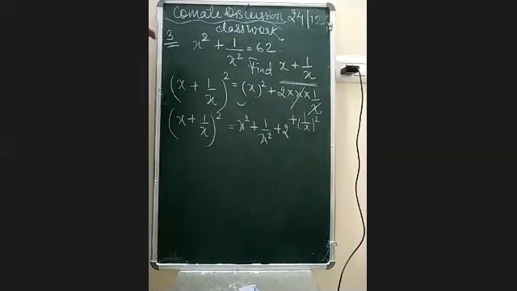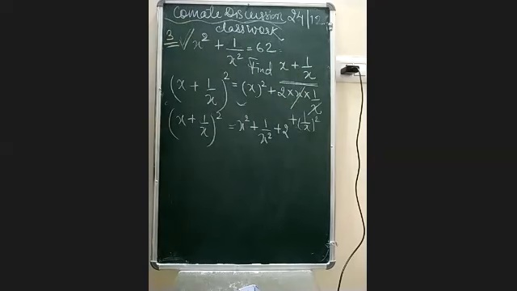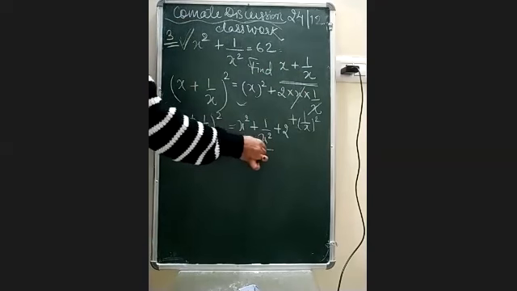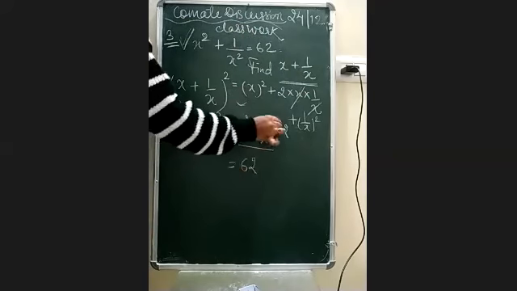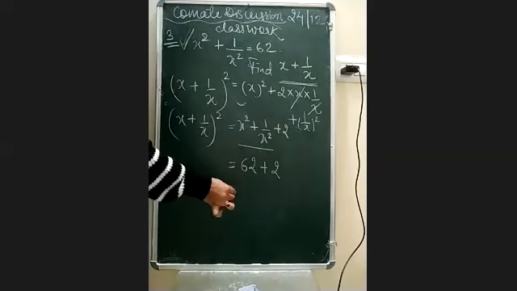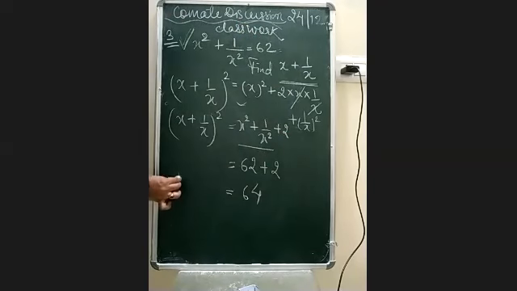Now, if you see the question properly, you already have the value of x square plus 1 upon x square in the question. It is written there. So if you put its value from the question, it was given as 62, plus 2. So now 62 plus 2 will give us 64. That means x plus 1 upon x whole square is equal to 64.